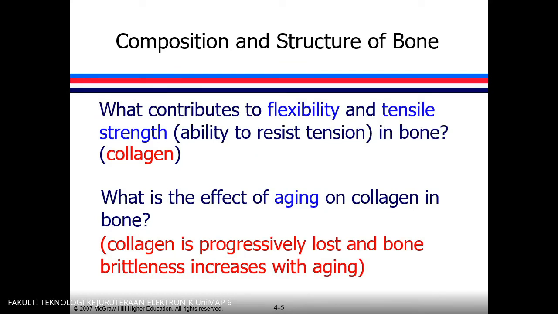So collagen is progressively lost and bone brittleness increases with aging. Makin lama kita meningkat usia, when we grow older, the collagen will also progressively be lost. That's why when we compare the strength of a bone in a child and in an adult, there are a lot of differences in terms of strength and also flexibility, because the collagen is progressively lost. Dia makin menurun, makin menghilang when we grow older.